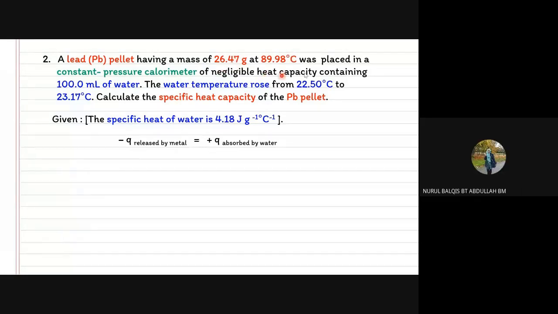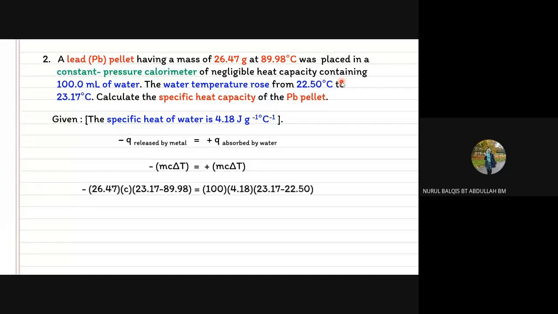Ada. Dia ada mass, dia ada temperature, tapi dia tak ada C kan? Okay, tapi kita tengok apa yang dia guna C kat sini. Sebab dia nak cari ni kan, dia kata cari specific heat capacity of PV pellet. So dua-dua ni ada mass, so kita akan guna dua formula yang sama. MC delta T dengan MC delta T.